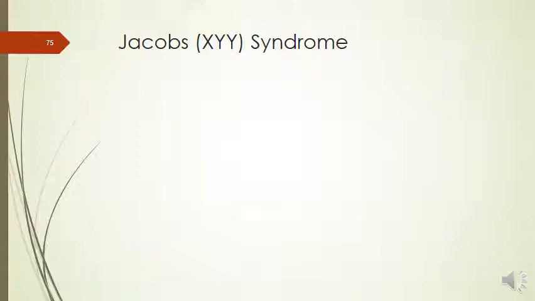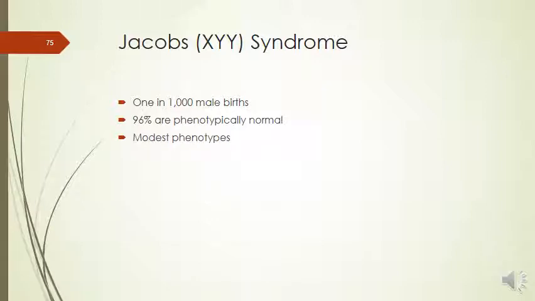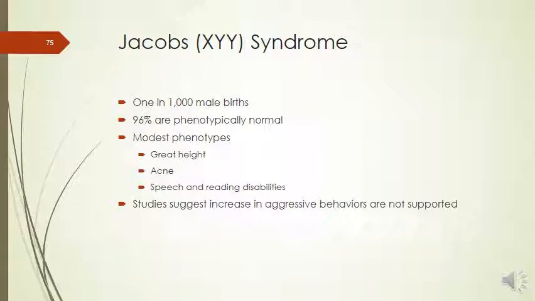If you look at Jacob syndrome, XYY, this occurs in 1 in 1,000 male births. 96% are phenotypically normal. They have modest phenotypes, great height, acne, speech and reading disabilities. Studies suggest an increase in aggressive behaviors. However, these are not supported, and it led to a lot of misinformation in the 1960s and early 1970s when Richard Speck, who was a mass murderer, was accused of having Jacob syndrome or XYY syndrome, and it was shown later that he did not.